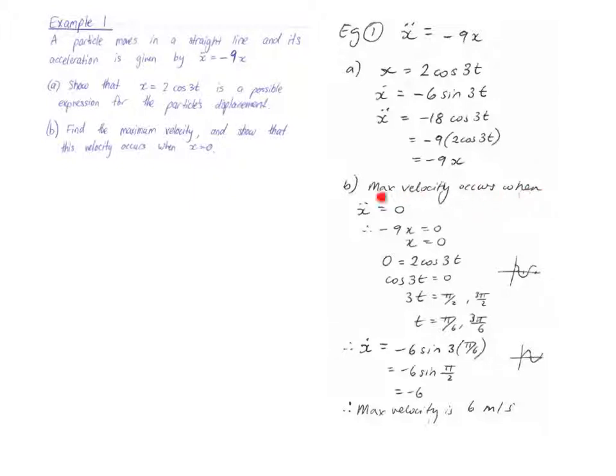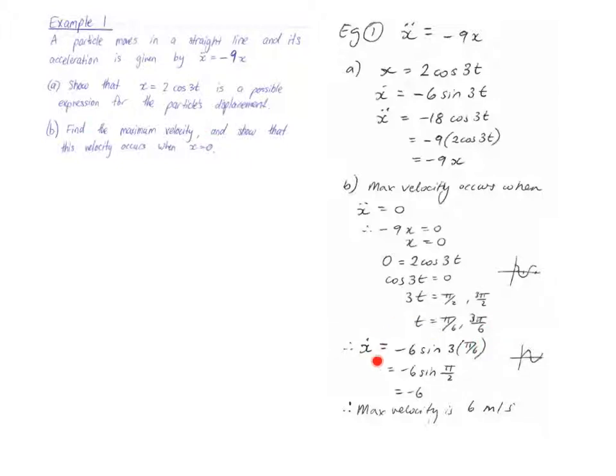Find the maximum velocity and show that this velocity occurs when x equals 0. So max velocity occurs when the acceleration is 0. So make the acceleration equal to 0. You can see that's when x equals 0. Remember, right in the middle of our movement just here at the origin. Then subbing that into our equation of displacement to solve for t, the first time it happens is at t equals pi on 6, but it's going to keep happening periodically. And then find the maximum velocity.